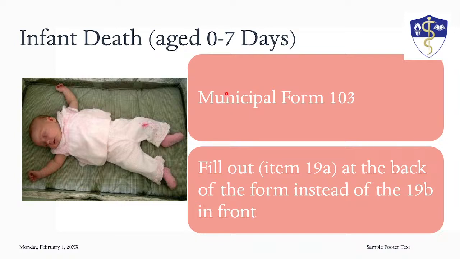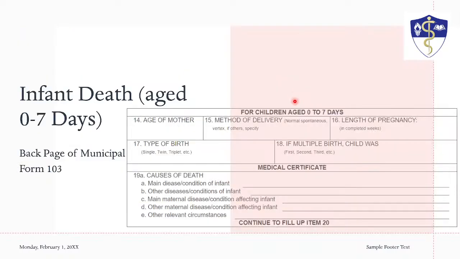Okay, so infant death, age 0 to 7. What do you do? So namatay si baby, nabuhay si baby, but he lived for less than 7 days. So still use the form 103, but you're going to fill out the back portion. So I showed this on the last module. Okay? Module 3. Fill out item 19A at the back of the form instead of the 19B in the front. Okay, what does that look like? It's the same. It's the same. For dun sa may causes of death.